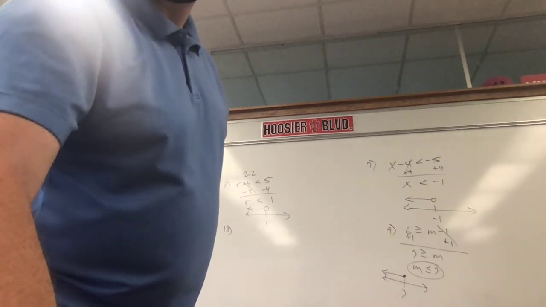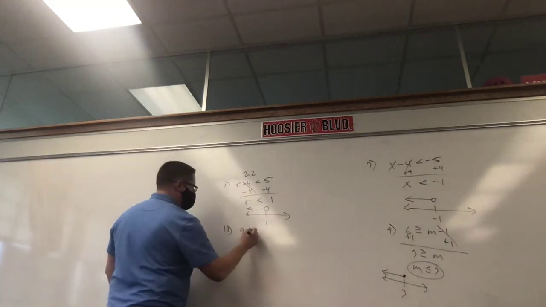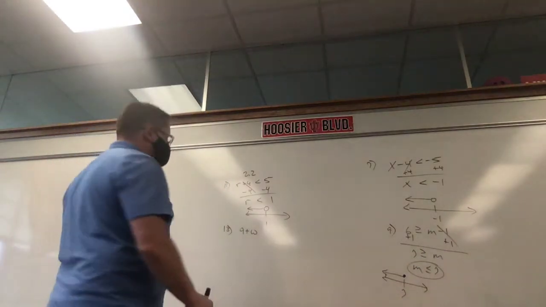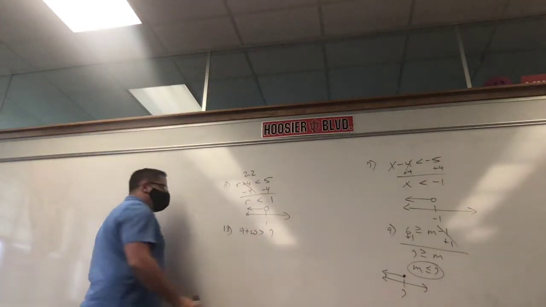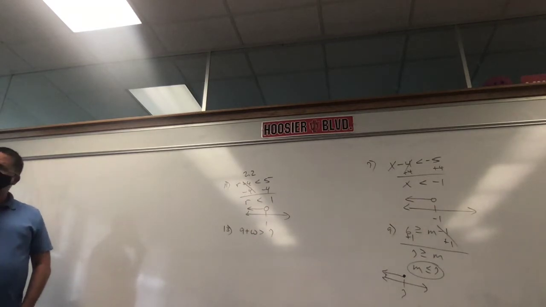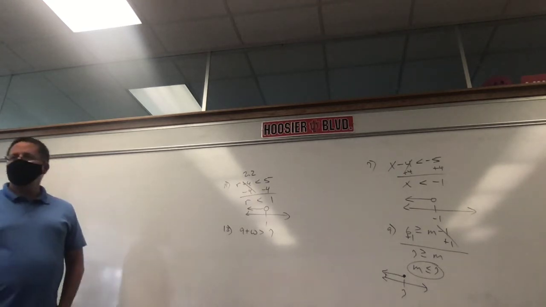Hopefully it feels like we're doing the same problem over and over, because we basically are. 9 plus w is bigger than 7. We've got to get rid of what, the 7 or the 9? Why don't we get rid of the 7? We don't need to get rid of 7, it's on the other side.